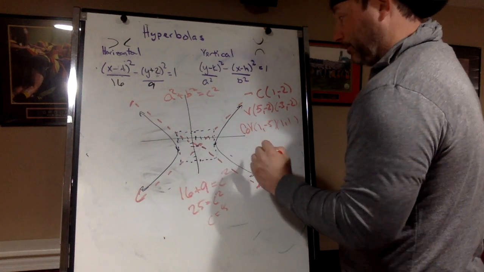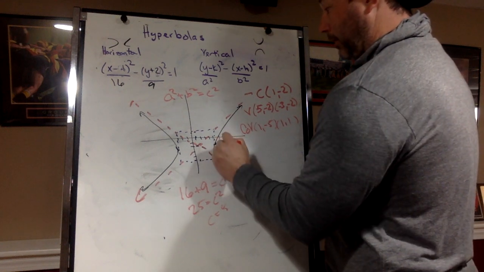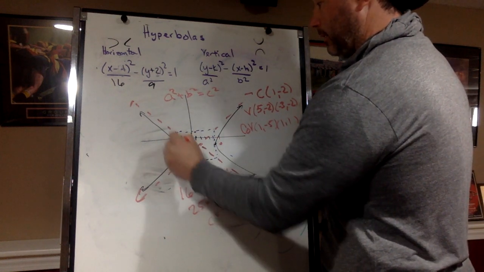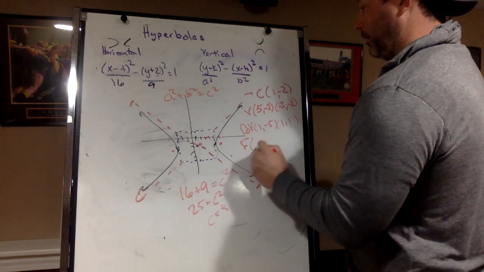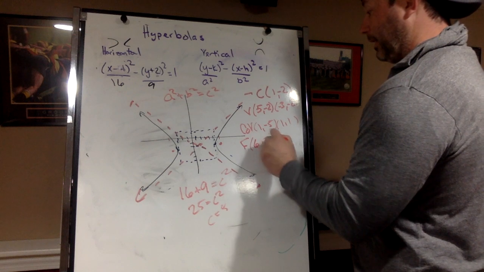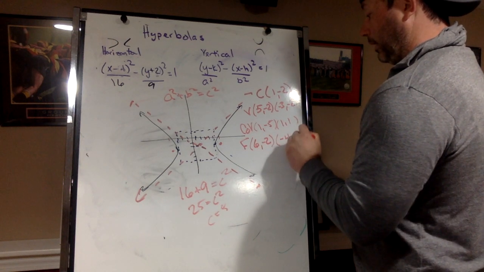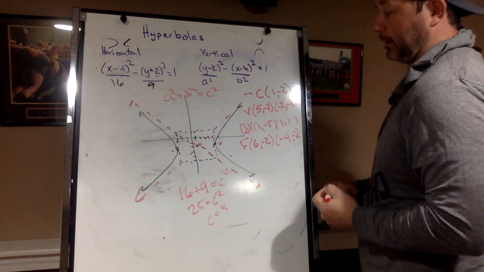So I go right and left 5, because our foci are out here. It gets eaten by the hyperbolas. So I'm here. There's a focus, and there's a focus. So I went right and left 5, so I got 6, -2 and -4, -2. Always on the major axis.